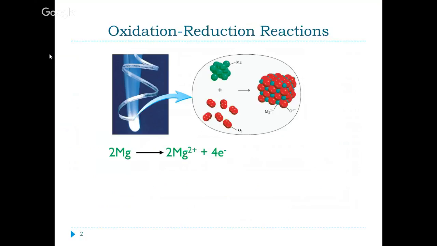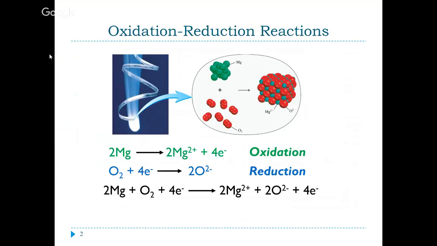So when magnesium is oxidized, it is giving up electrons, which we call oxidation. When oxygen is accepting electrons, we call that reduction. So overall, there's a total of 4 electrons being transferred between magnesium and oxygen. You cannot have oxidation without reduction because something has to give up the electrons and something has to accept the electrons.